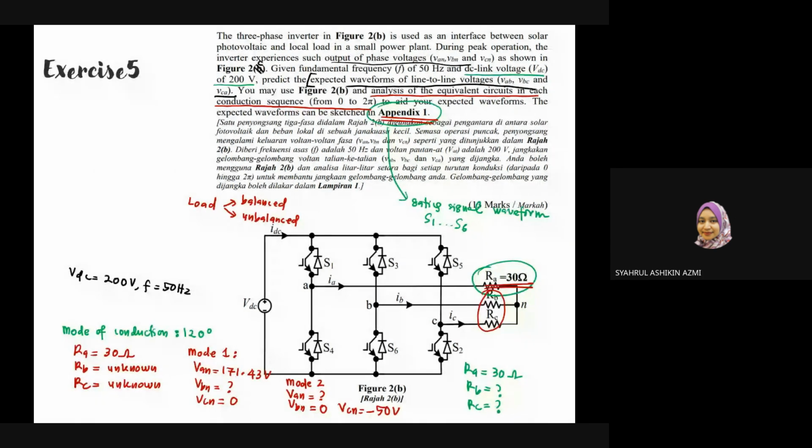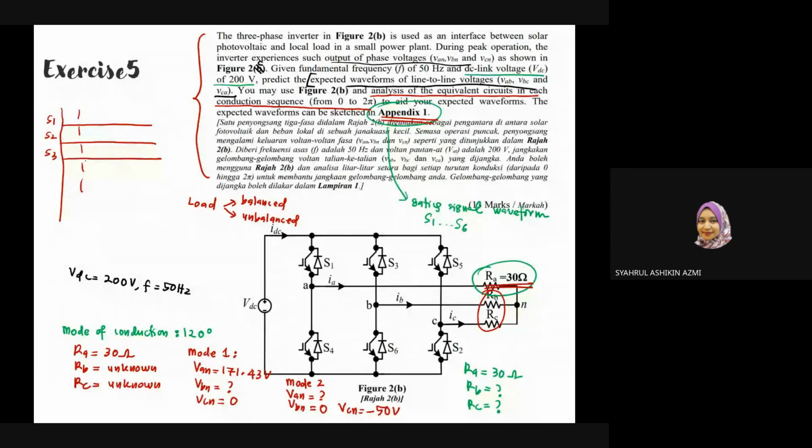If you read the question and it does not mention any mode of conduction, what you need to do is refer to this appendix 1. In this case, it's appendix 1. If in your question it is maybe appendix 2, 3 or 4, go to that appendix and check the gating signal waveform. Again, the graph paper, like I mentioned earlier, check the gating signal waveform.